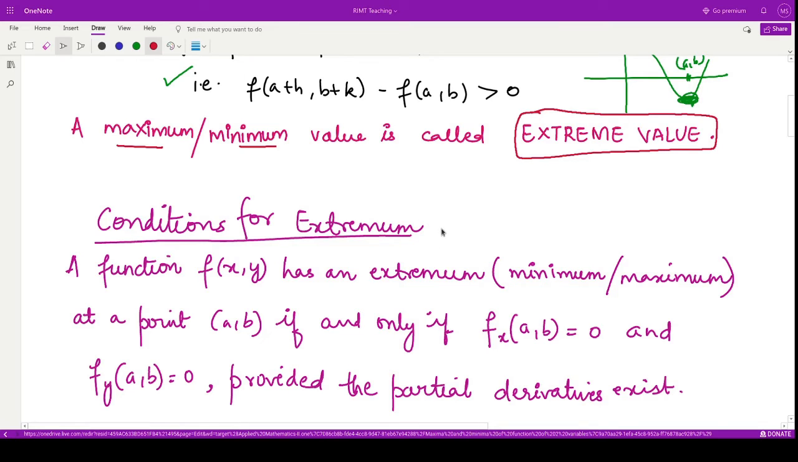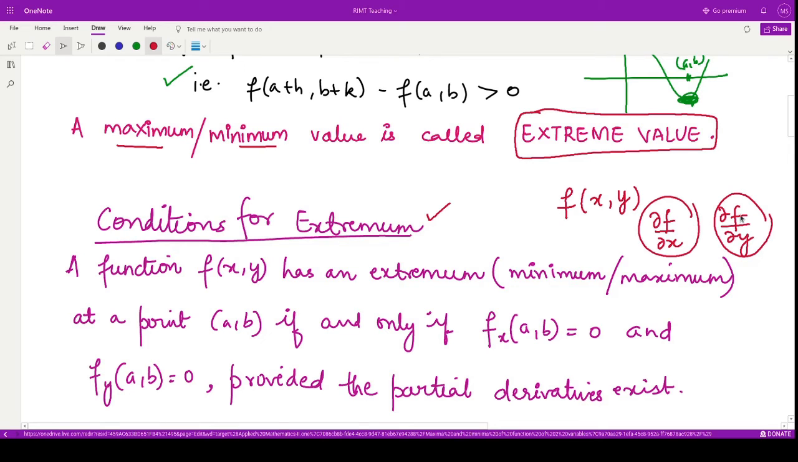The condition to calculate extremum is again the same: you go for the first derivative. Because your function f is a function of two variables, in order to calculate the derivatives you have to take the partial derivative of f with respect to x and with respect to y. These are the first derivatives that you will check. A function would have an extreme value if the first derivative with respect to x at the point a, b is equal to 0, and the first derivative with respect to y at the point a, b is equal to 0, provided these partial derivatives exist. So this is the condition.